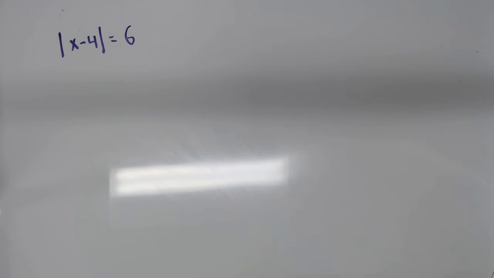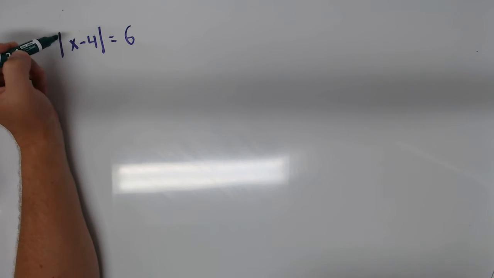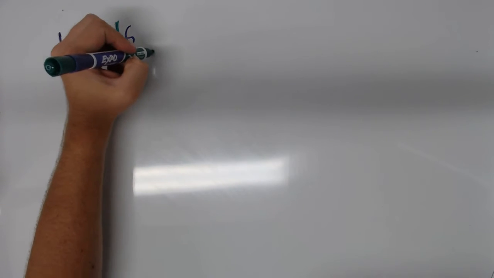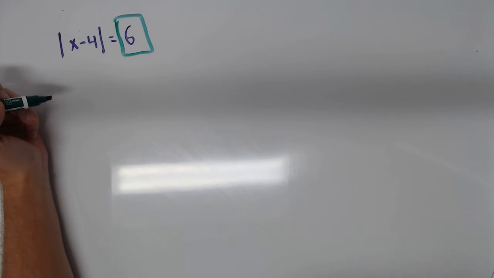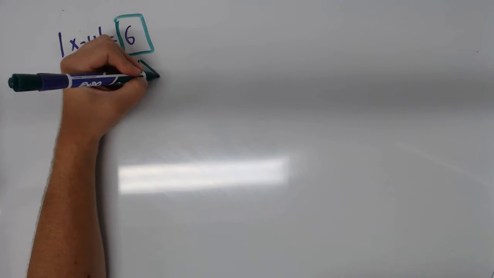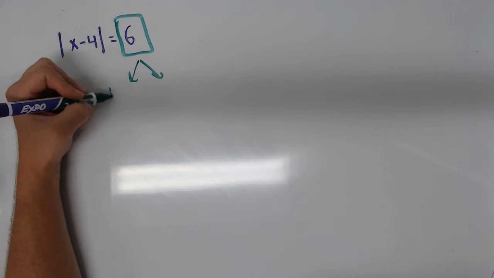Starting real simple, this absolute value is already isolated. So this is the conceptual part. This is the abstract part that people struggle with if they're going to struggle with this lesson. 6 is what we want the absolute value to equal. What are the two possibilities? What are the two things I can put in an absolute value that come out to 6?